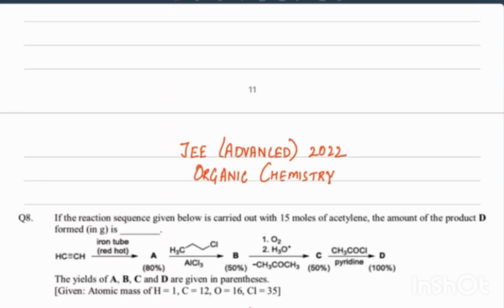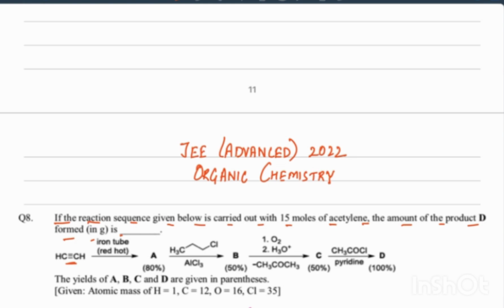So hello everyone, today we are going to discuss a question from JEE Advanced 2022, which is from Paper 1, and it is from the organic chemistry part. In this question, what has been asked is: if the reaction sequence given below is carried out with 15 moles of acetylene, the amount of product D formed in grams is.